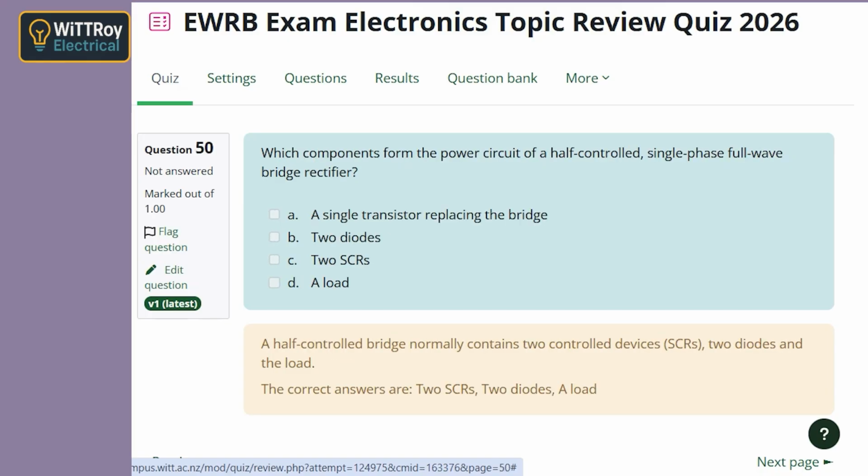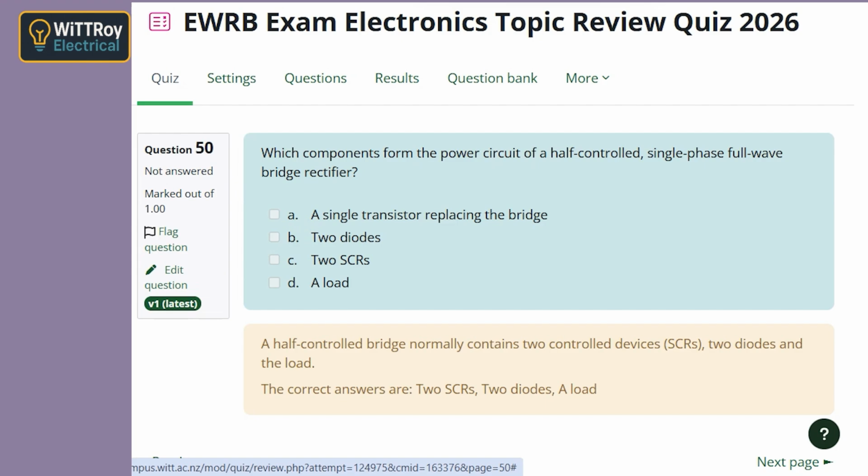Question 50. Which components form the power circuit of a half-controlled single-phase full-wave bridge rectifier? I chose a single transistor replacing the bridge. I knew control needed a semiconductor device, but I wasn't sure how a controlled rectifier is actually arranged. I can see why you picked that, but it is not the right one.